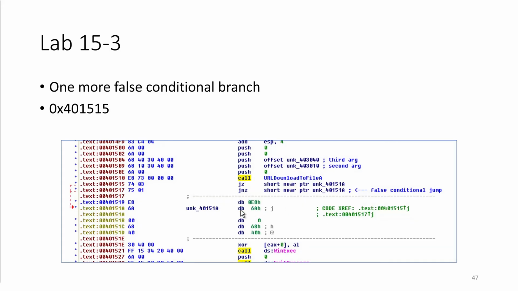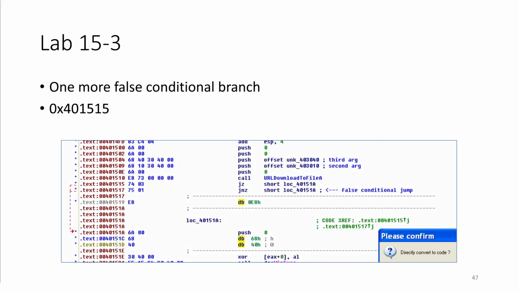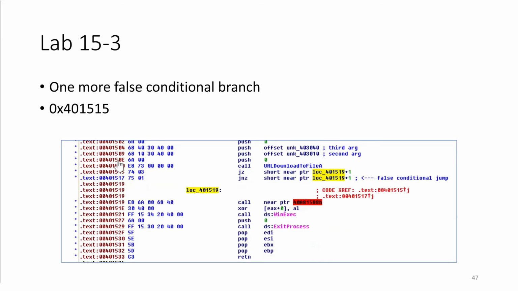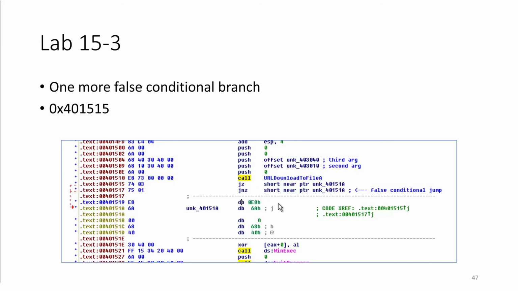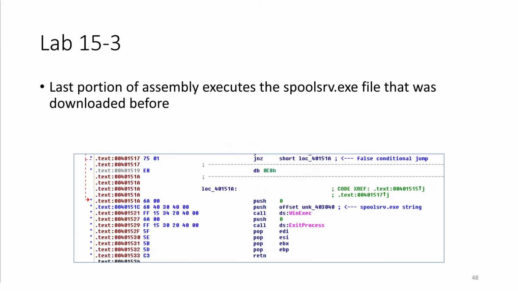Continuing the flow of instructions after the URLDownloadToFileA function, we find one more anti-disassembly technique. It's another false conditional branch that we can fix as usual. Cut out the rogue byte. Finally, the last portion of this malicious section executes the spoolsrv.exe file that was downloaded before.